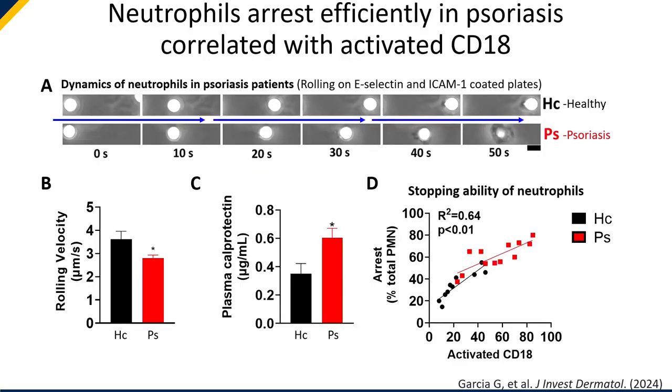Recently, we published a report on the dynamics of neutrophil recruitment and activation by comparing psoriasis patients with healthy controls. Employing an ex vivo flow channel, we demonstrated that psoriatic neutrophils roll slower and arrest more efficiently on E-Selectin and ICAM1 coated plates. We detected elevated plasma calprotectin levels, and this correlated with the extent of activated CD18 binding to ICAM1. The upregulation of activated CD18 supports more efficient neutrophil recruitment under shear flow.